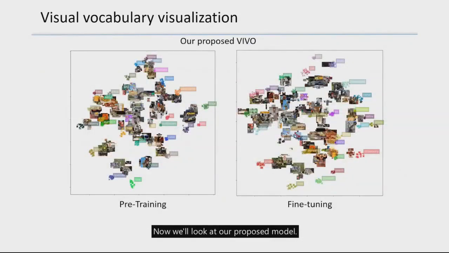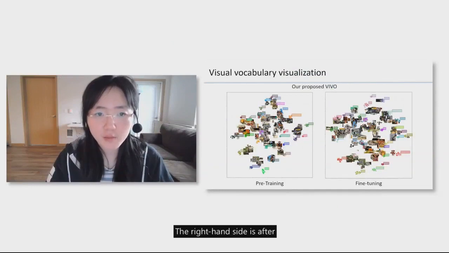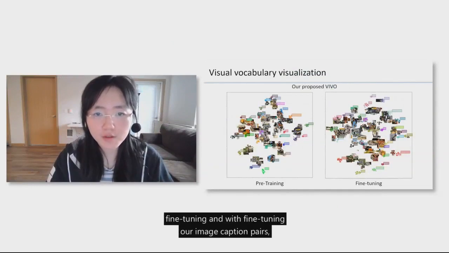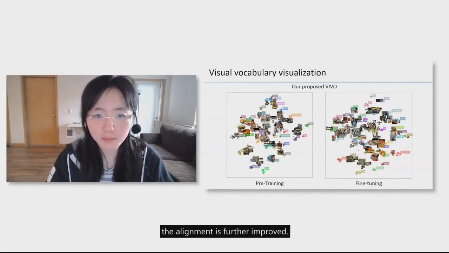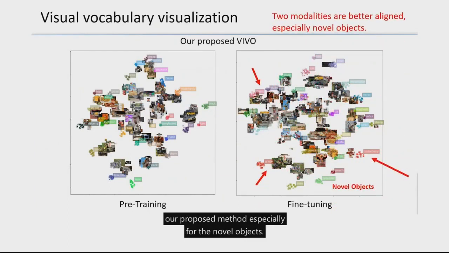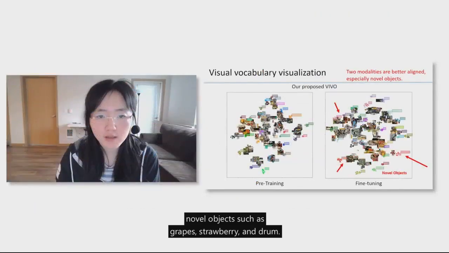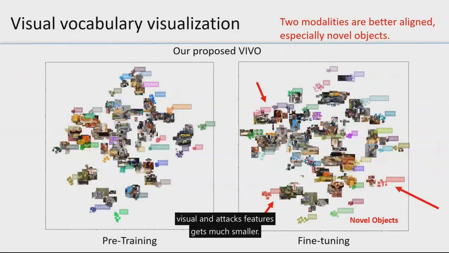Now we look at our proposed model. The left side is after VIVO pre-training. Compared to all the baselines previously mentioned, VIVO pre-training learns a better cross-modality alignment, but only using the image tag pairs. And the right-hand side is after fine-tuning, and with fine-tuning on image caption pairs, the alignment is further improved. It is clear that the two modalities are better aligned with our proposed method, and especially for the novel objects. Here we can see, compared to previous baselines for novel objects such as grape, strawberry, and drum, now the distance between visual and text features gets much smaller.